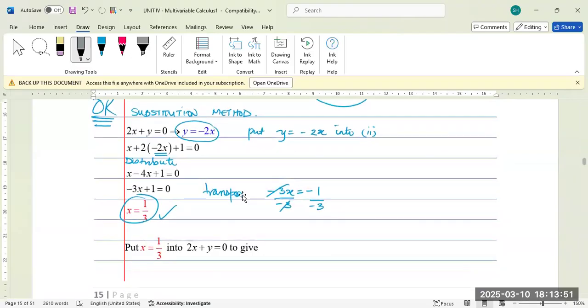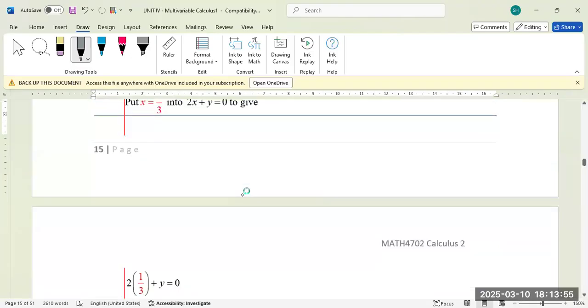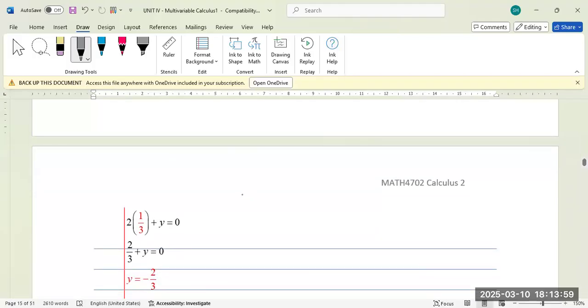We have to use our formula now, remember? Having calculated our y to be equal to 2/3, we have to remember our formula. D is going to be equal to f of xx times f of yy, minus f of xy squared, evaluated at the point 1/3, negative 2/3. That's what we need to look at in order to determine the nature.